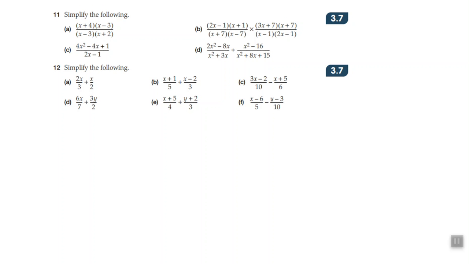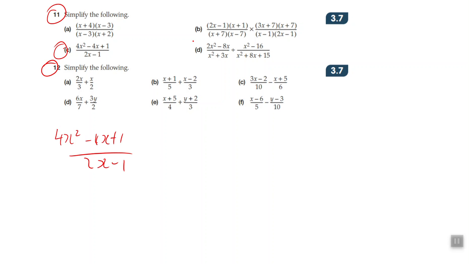This is for Year 10 Methods Pathway. So we're going to look at question 11 and 12c from the chapter 3 review. For question 11c, we're trying to simplify the following fraction. So we've got 4x squared minus 4x plus 1 divided by 2x minus 1.